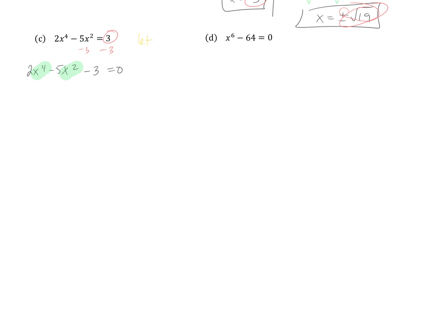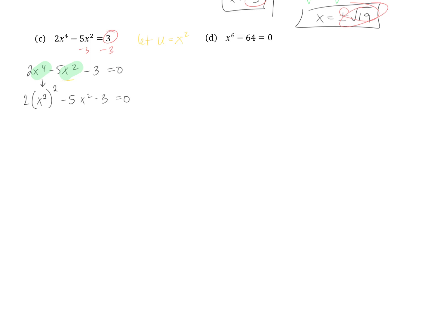So I say let, L-E-T, u equal the lowest power, which would be x squared. So let u equal x squared. Well, when I sub that in, let me rewrite this first one. That's going to be 2 times x squared to the second power, right? That would become x to the 4th, minus 5 times x squared minus 3 equals 0.